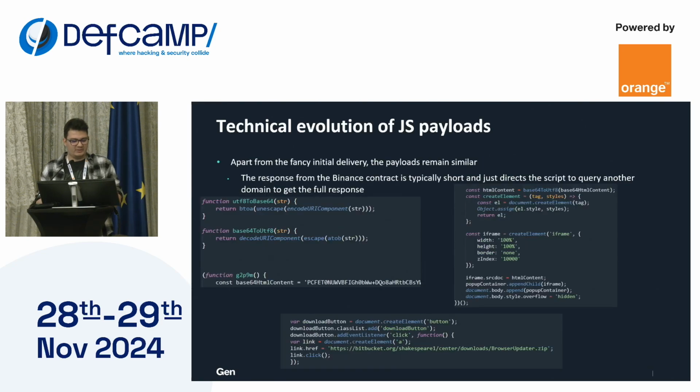Okay, moving further. As I mentioned, the response from the contract is typically short and just moves the chain further. On the left side is generally the response after some stages. We have an entire HTML page in base64, and then we have the decoder, making it into an iframe. And lastly, we have the downloader of a zip file.